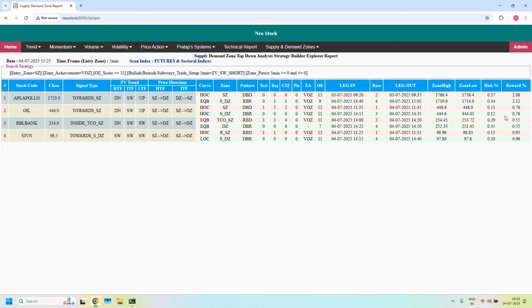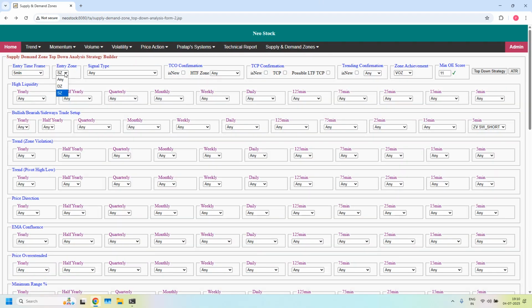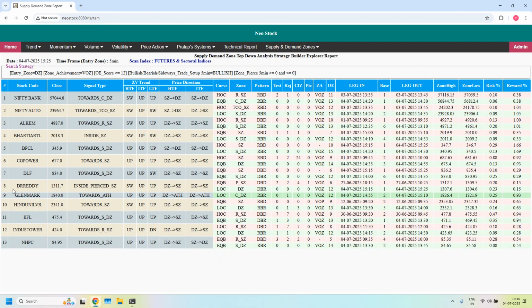Next, bullish trade setup for hourly income trade. Changes are 5 minutes demand zone. And here bullish. Minimum odd enhancer score 12. Let's filter. We got 13 stocks. In all the 13 stocks supporting bullish trade setup for hourly income trade, and entry time frame zones are 5 minutes demand zones. So total we got 13 5 minutes demand zones.